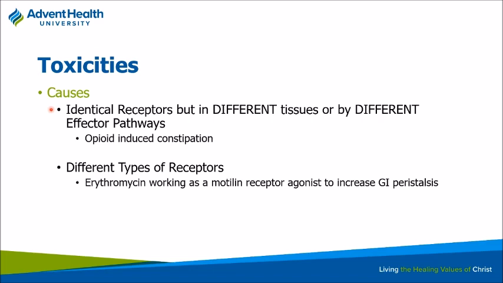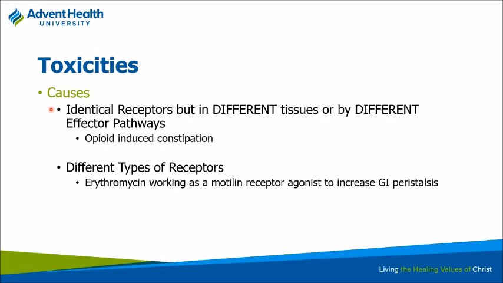Now, looking at toxicities, we can find that the toxicities sometimes are being managed by drugs in a different tissue than what you're actually trying to treat, or maybe by a different effector pathway, right? So for instance, when you're looking at, say, toxicity from an opioid, opioids, we normally use them for what purposes?